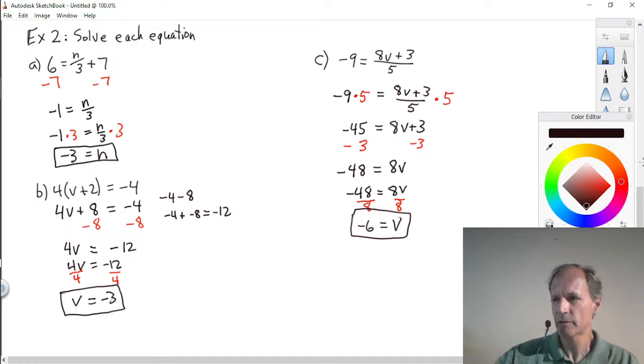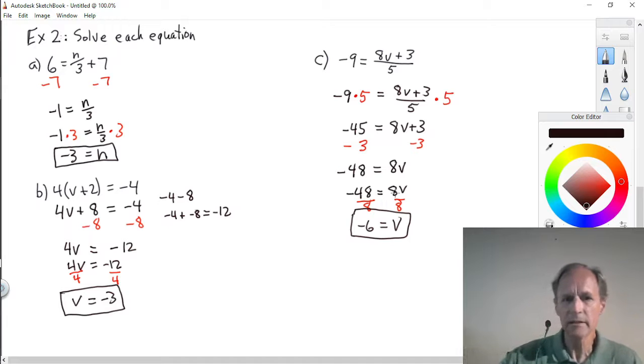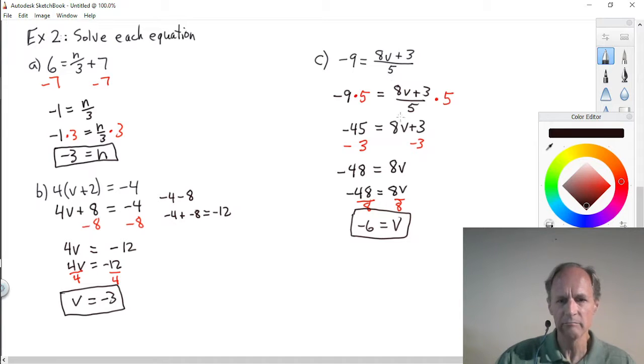Okay, let me check my notes real quick. Since I didn't check these, I want to look at my notes, make sure they're right. And let's see, I think they are. Okay. So again, we didn't plug these in to check them. You plug negative 6 in here for v. That would be 8 times negative 6, negative 48 plus 3 would be negative 45 divided by 5 is negative 9. So checking in my head, it looks like it's right, and I did check it earlier.